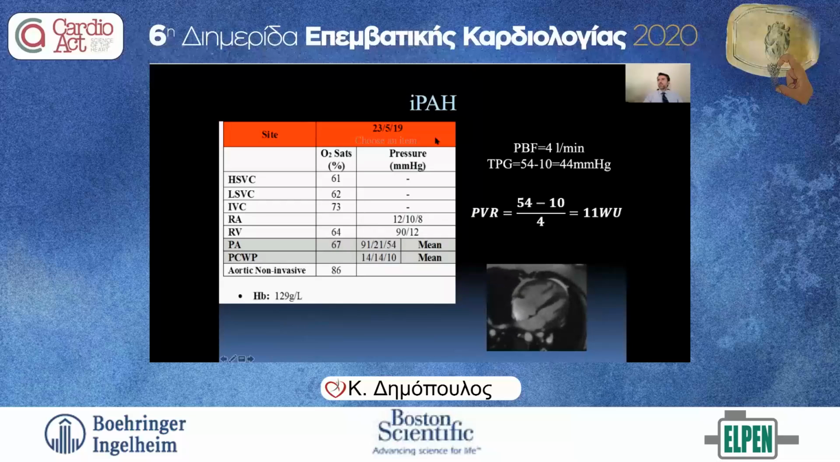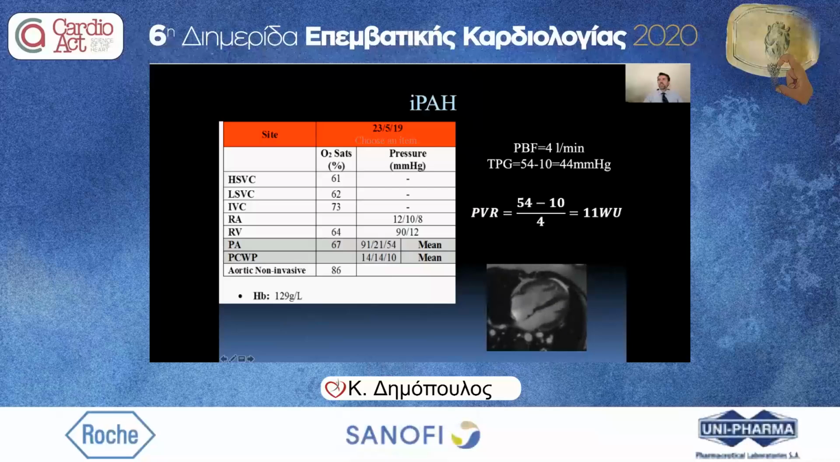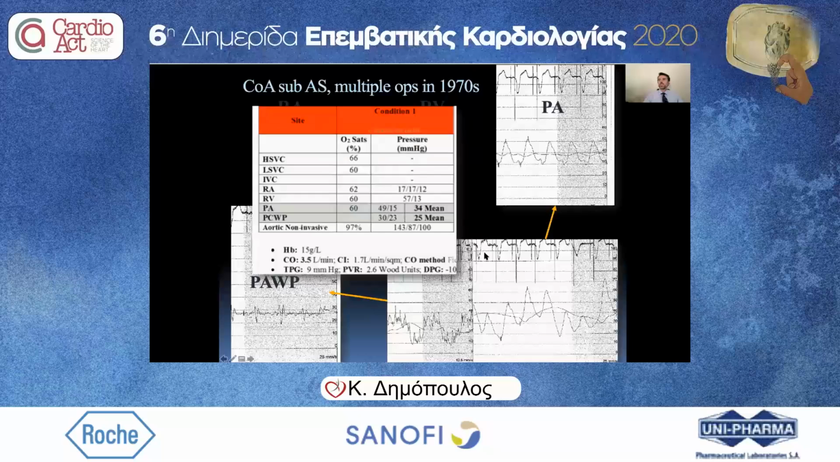Some quick examples. This is a patient with pulmonary hypertension, which we found was idiopathic. You have a fairly raised right atrial pressure with a significantly raised mean PA pressure. The wedge was normal. The pulmonary vascular resistance was 11 Wood units. So this is precapillary pulmonary hypertension.